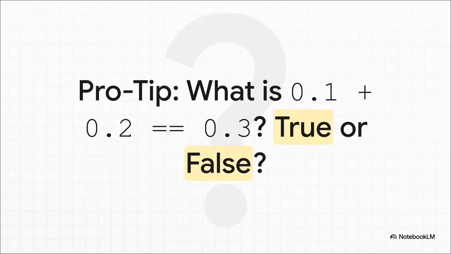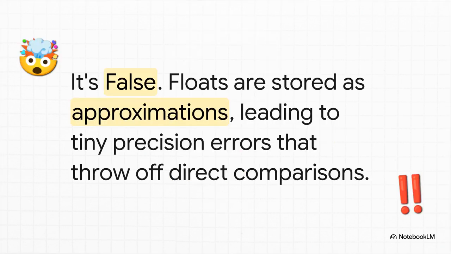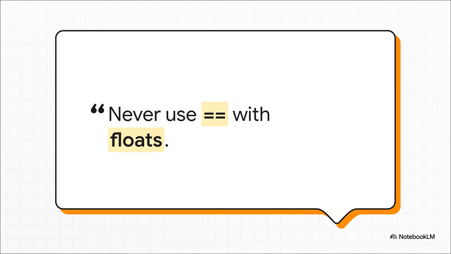All right, get ready for a classic problem that trips up even experienced developers. Logically, this seems like it should be true, no question. But think for a second about how computers actually have to represent decimal numbers deep down inside. And surprise, the answer is false. This happens because computers can't store most decimal fractions perfectly in binary. They're stored as super close approximations, which leads to these tiny, almost invisible precision errors that just throw off direct comparisons. So the crucial point is this. Take this warning to heart. Using a double equal sign to compare two floating point numbers is a recipe for disaster.